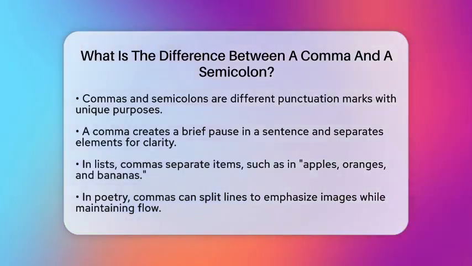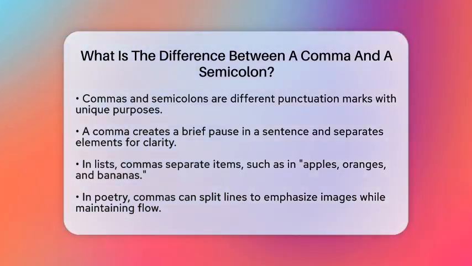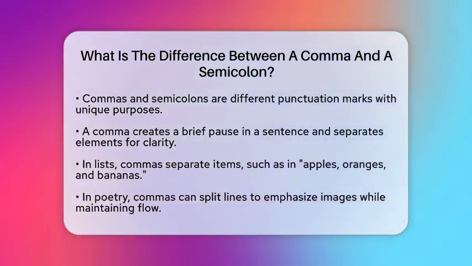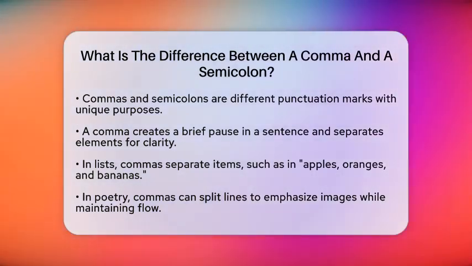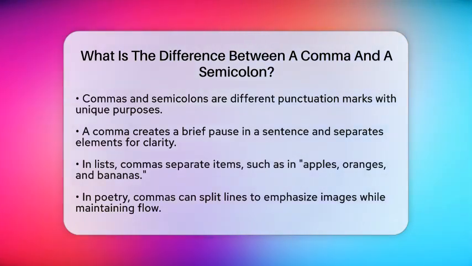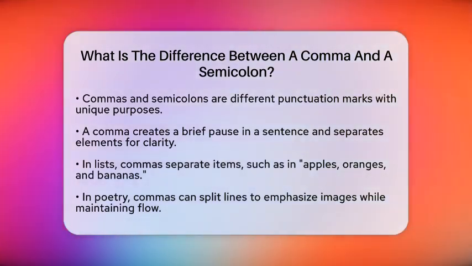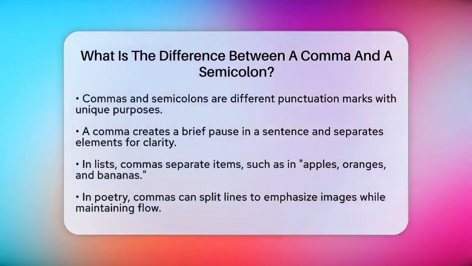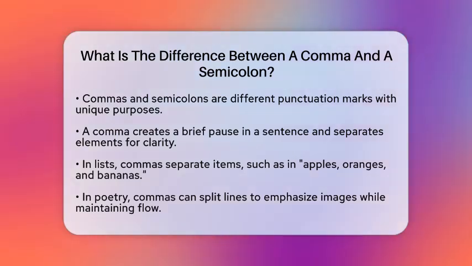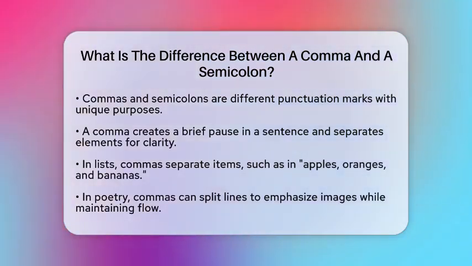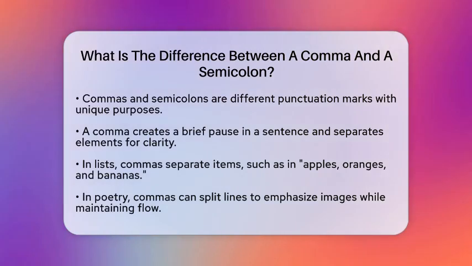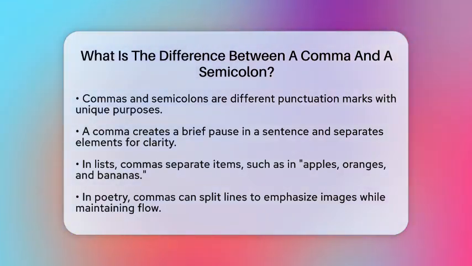Let's break it down. A comma is used to create a brief pause in a sentence. It helps separate elements to clarify meaning or give the reader a moment to breathe. For example, in a list, commas separate items like apples, oranges, and bananas. In poetry, a comma can split a line to emphasize individual images while keeping the flow intact.